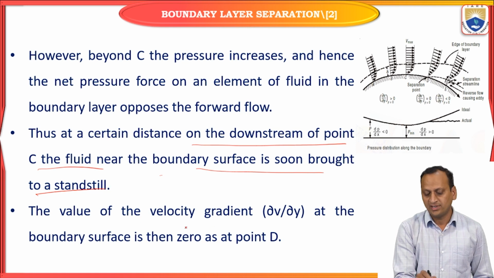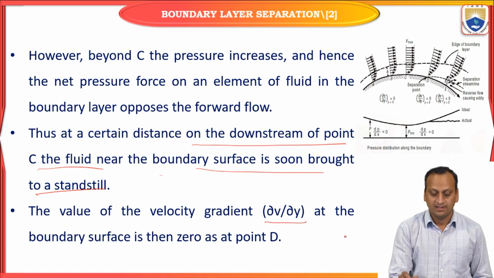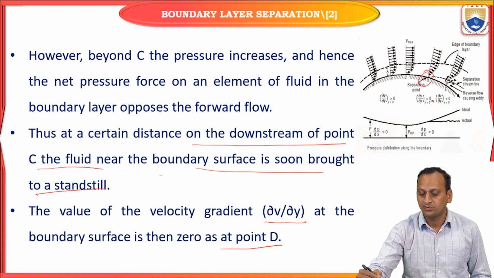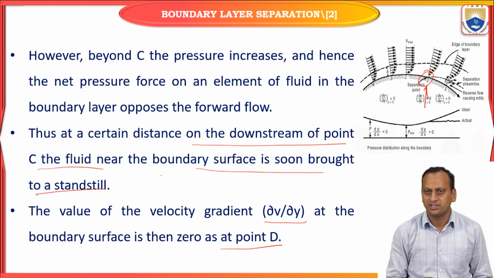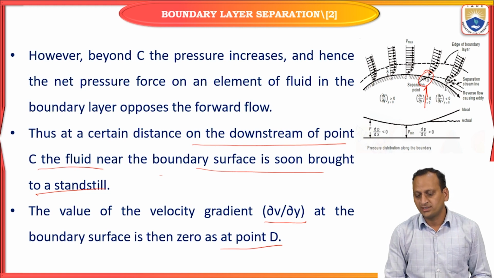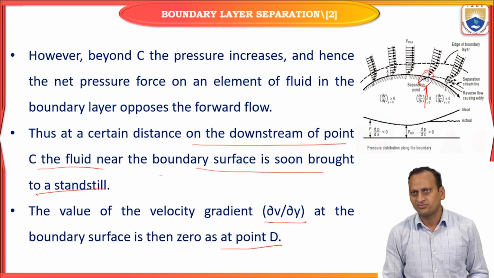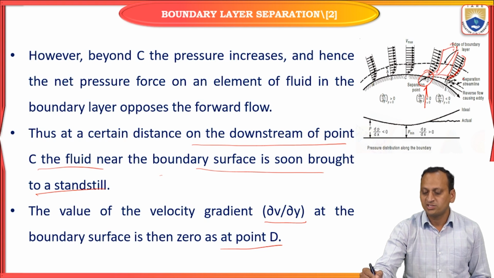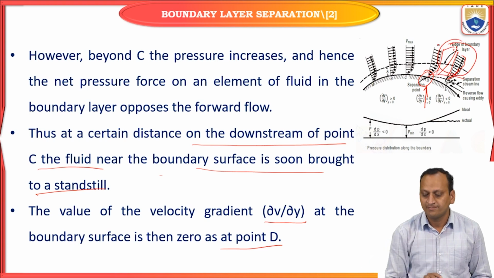So, the value of the velocity gradient ∂V/∂y at the boundary surface is then 0 at point D. This is the separation point, where ∂V/∂y equals 0. That is the standstill position. After that, it won't continue along the solid surface. The boundary layer will be separated and it will be mixing with the mainstream. At point D, we can observe it will be separated. Afterwards, it will be mixing with the mainstream velocity after point D.